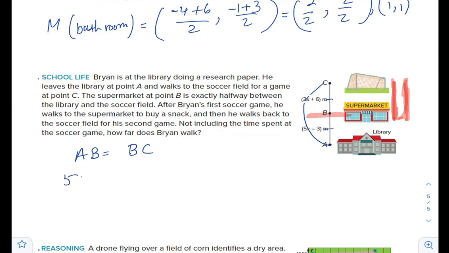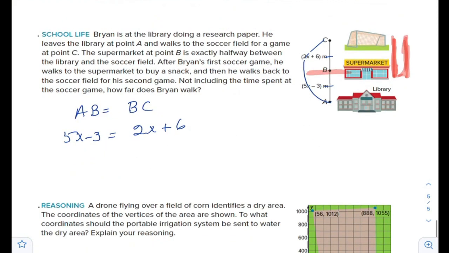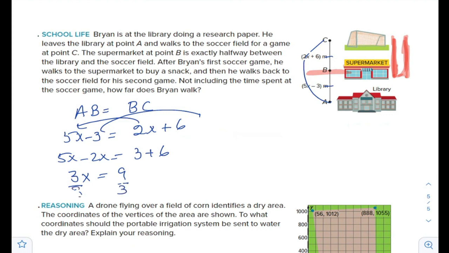So we will write the equation 5x minus 3 is equal to 2x plus 6. We can solve the equation. 3x is 9 and x is 3. So x is 3 here.